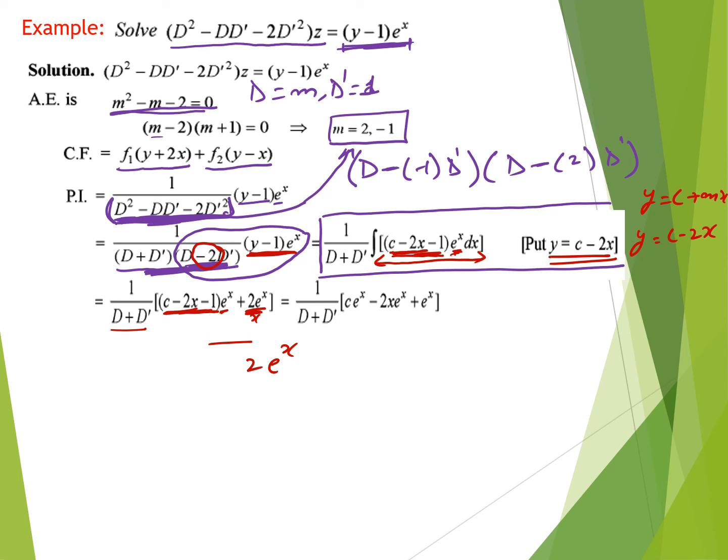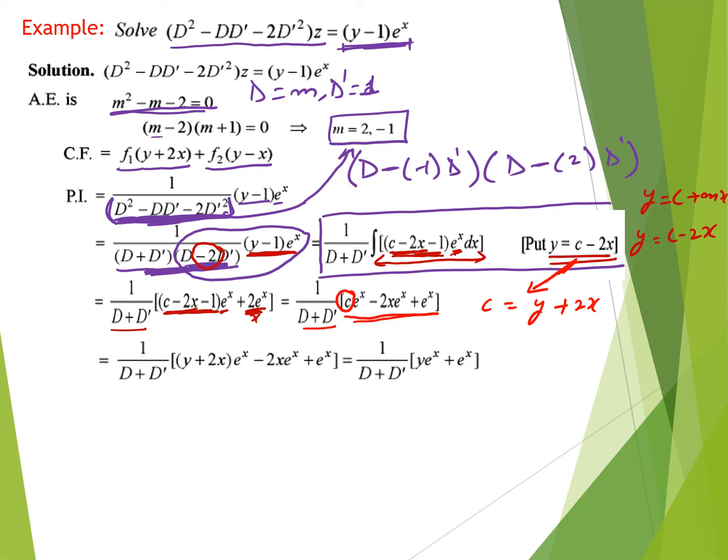We get the integration part over here, and after solving it we get the term which contains c itself. So 1 by D plus D dash, (c minus 2x) e to the power x minus e to the power x. So this is the solution, but this c should be eliminated because the value of c is calculated from this equation where we substitute the value of y. So c is equal to y plus 2x.